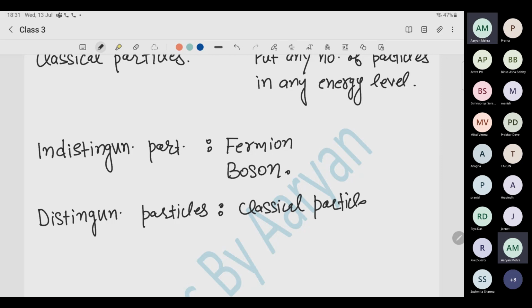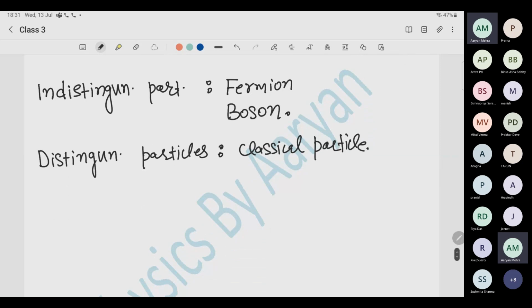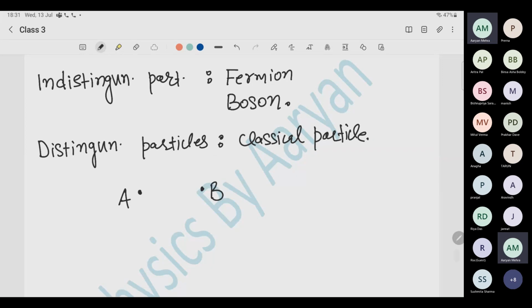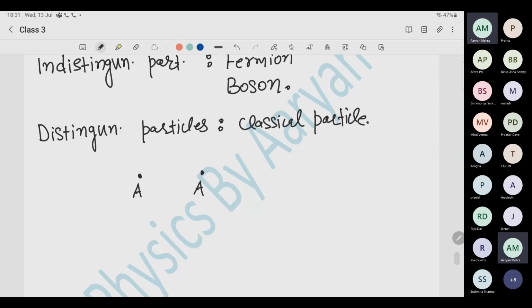What do you mean by indistinguishable and distinguishable? Let's say there are two particles, particle 1, particle 2. You say it is particle A, it is particle B. You can say this in classical particles, that this is A, this is B. You cannot say that in indistinguishable cases like fermions and bosons. Both are particles. I do not know which is A, which is B. Both are the same. Both are A. I cannot distinguish between them.